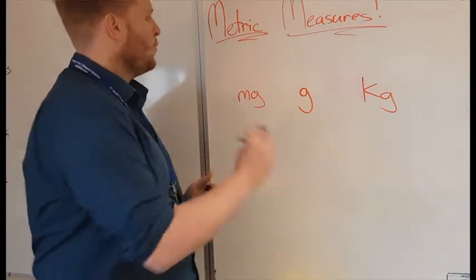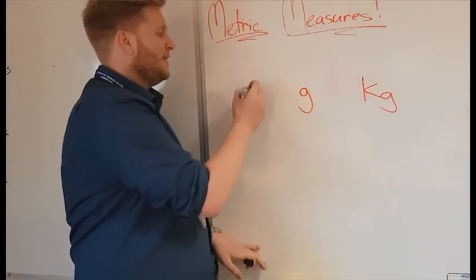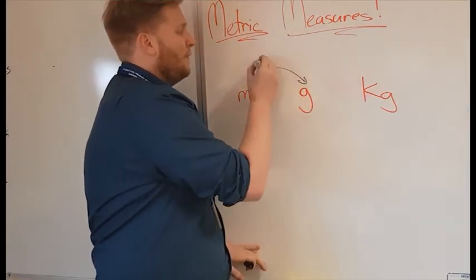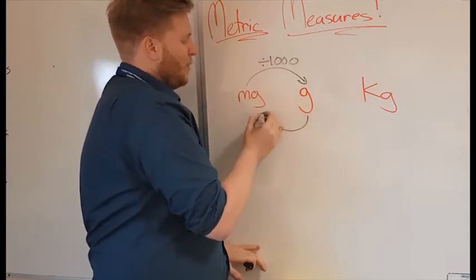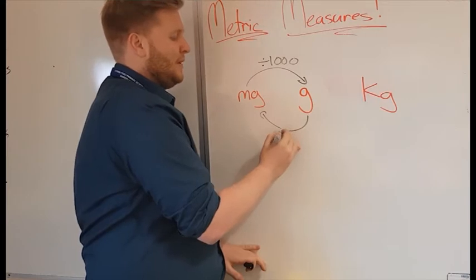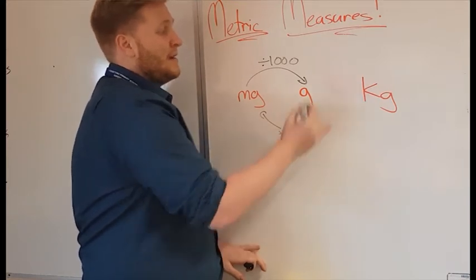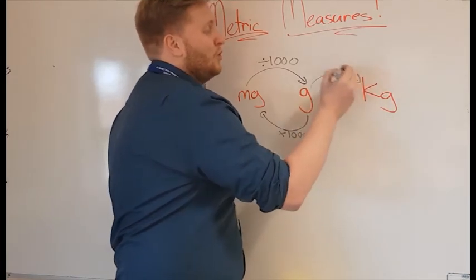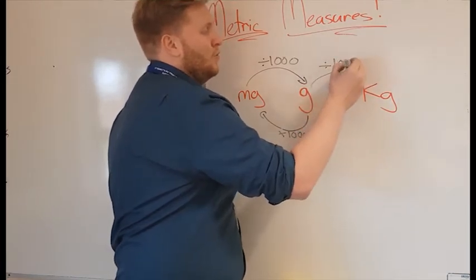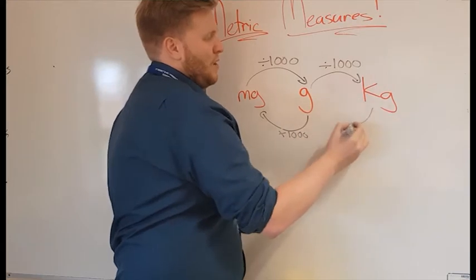With this one, there are 1,000 milligrams in a gram. So again, in order to convert, we need to divide by 1,000. And if we want to go down, so from grams to milligrams, we times by 1,000. Now the same with grams and kilograms, there are 1,000 grams in a kilogram, so we do exactly the same thing to go there, and backwards.